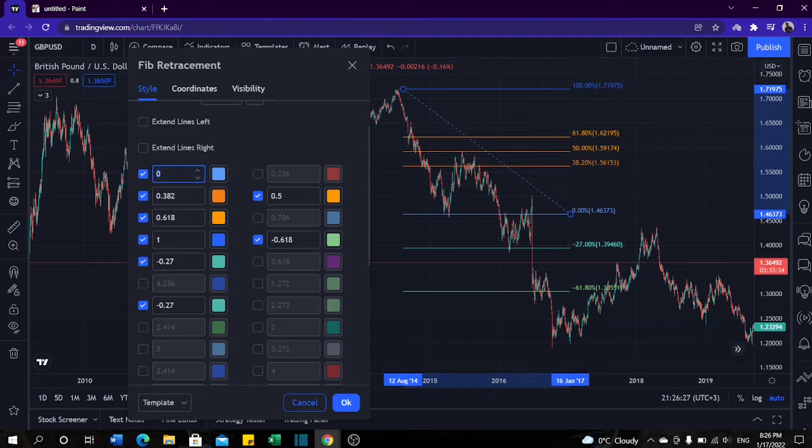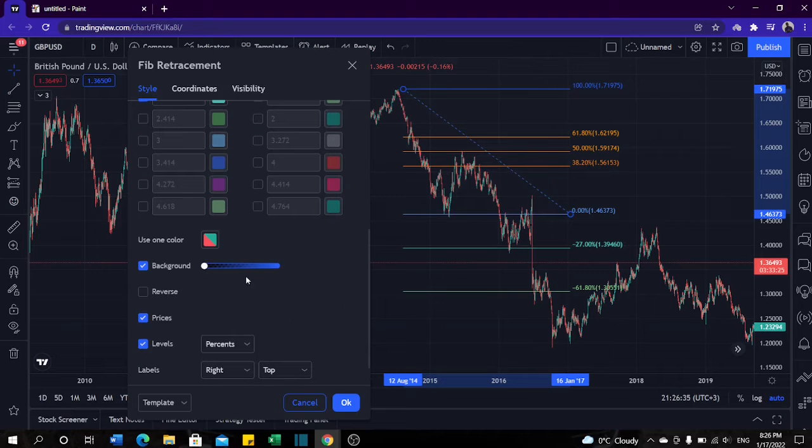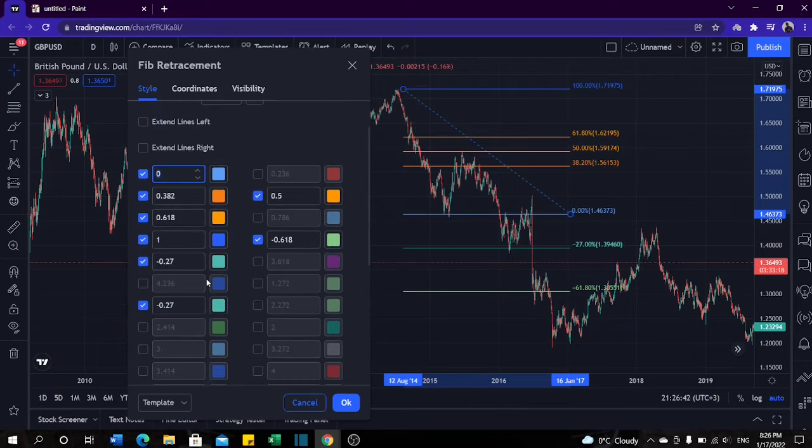I use 0.382, 0.618 as my retracement areas, and I use this color because I design my Fibonacci according to the kind of background pattern I have on my chart so that I can see it properly and more defined. So you can take a screenshot so that you can use it in your trading or understand what I'm going to talk about.